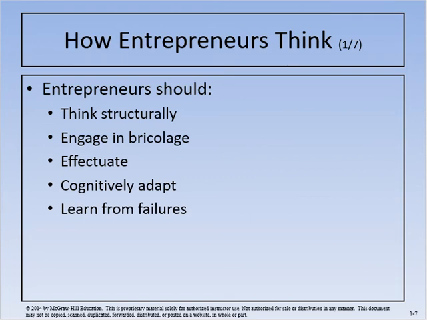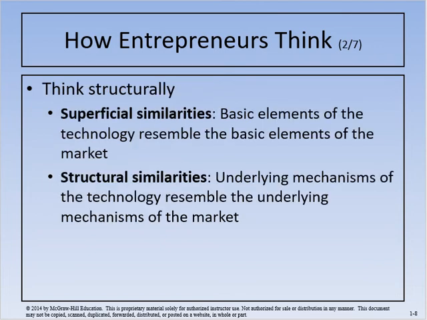Okay, next, let's move to the first point: think structurally. As an entrepreneur, they have superficial similarities and structural similarities. The superficial similarities are where the basic elements of technology resemble the basic elements of the market, which is the way of thinking by using the existing technology and existing methods, whereas the structural similarities are where the underlying mechanism of the technology resembles the underlying mechanism of the market, which means they are using more advanced technology in solving the problem at hand.